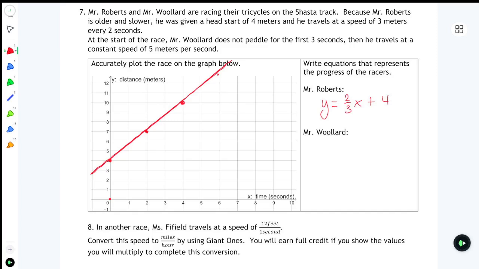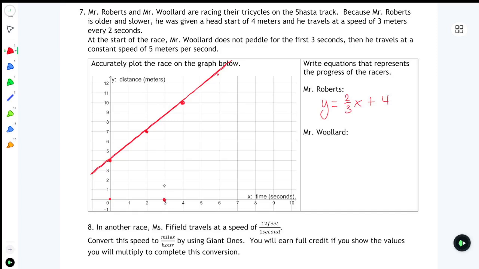Next, it says, let's look at Mr. Woolard. At the start of the race, Mr. Woolard does not pedal for the first 3 seconds. So think about this. This is kind of on your mark, get set, go. Don't move, don't move, don't move. So he stays completely still for 3 seconds. He's right here, 3 seconds into the race. And then at this point, we can see that he moves at a constant speed of 5 meters every second.